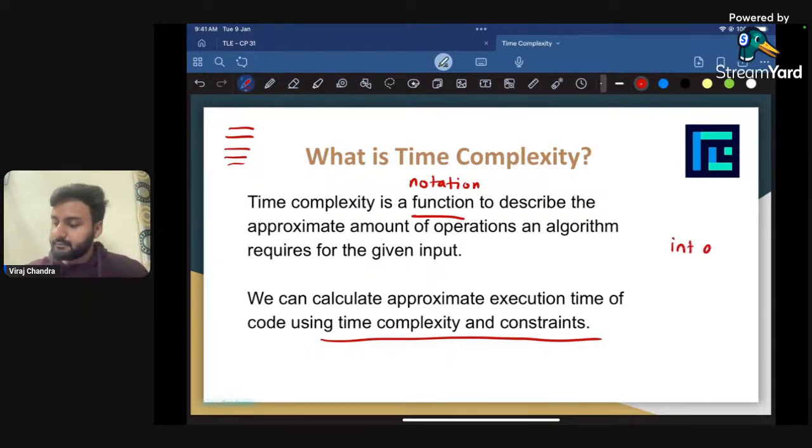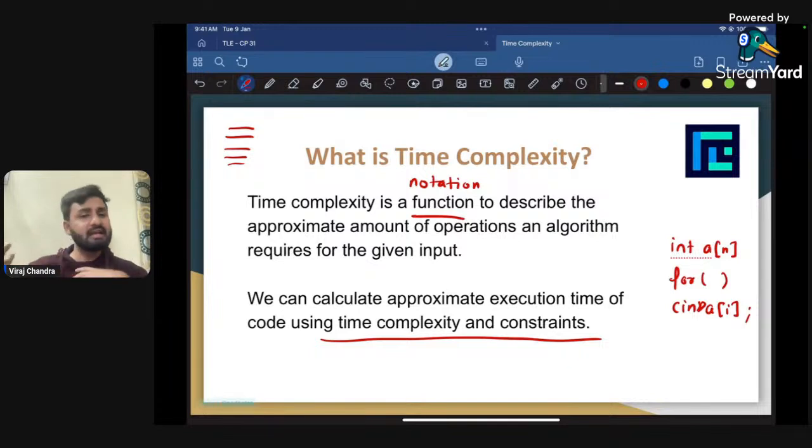Let's say you have an array. Then you write a for loop and simply take the input in this array, input a of i. Now if I ask you what time complexity you are utilizing for this piece of code, I'll tell you that the time complexity for this is simply O of n. Why? Because I'm running a for loop from 1 to n. If n is 10, you will run the for loop 10 times. If n is 20, you will run 20 times, and so on.